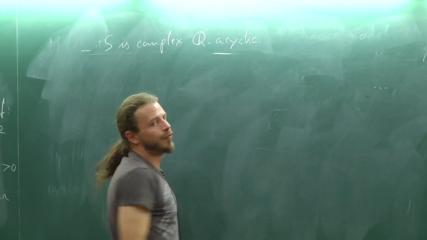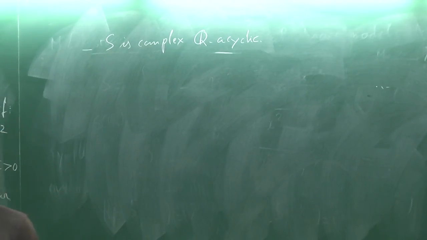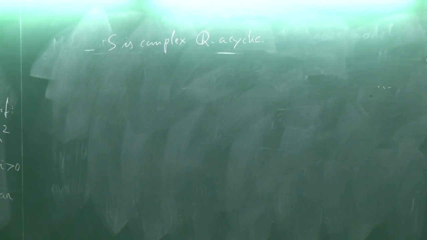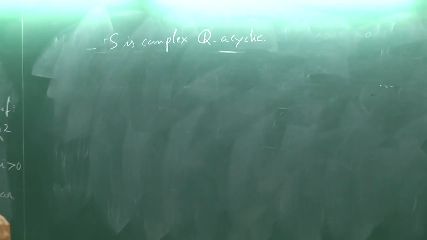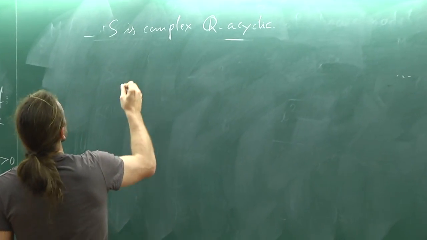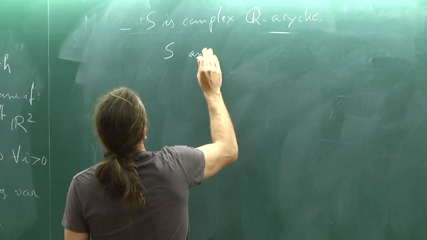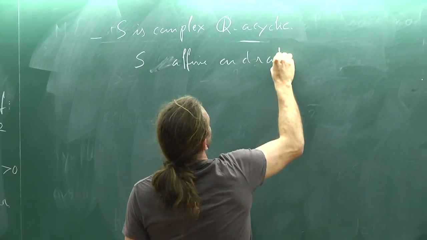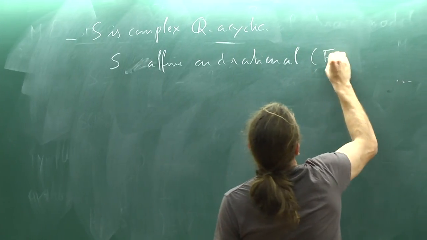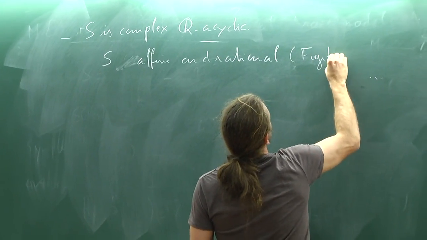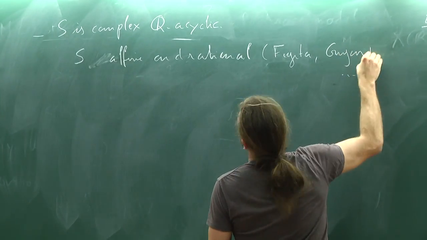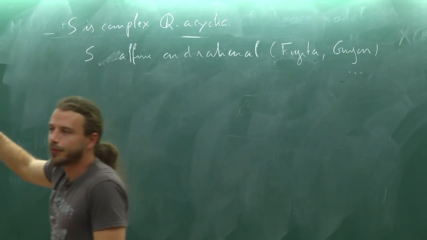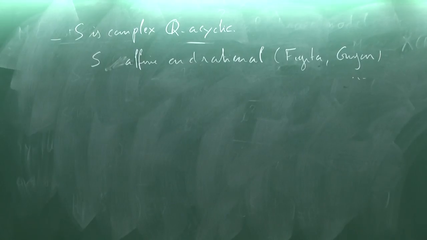Now, there has been a lot of work by many participants to this conference on the classification of complex Q-acyclic surfaces. So, in particular, what is known is that such an S is necessarily affine and rational. I should cite maybe Fujita and Professor Gurjar for that, or Fujita for the affine part, even though it's more like a remark, but the rationality is really a big, deep thing.